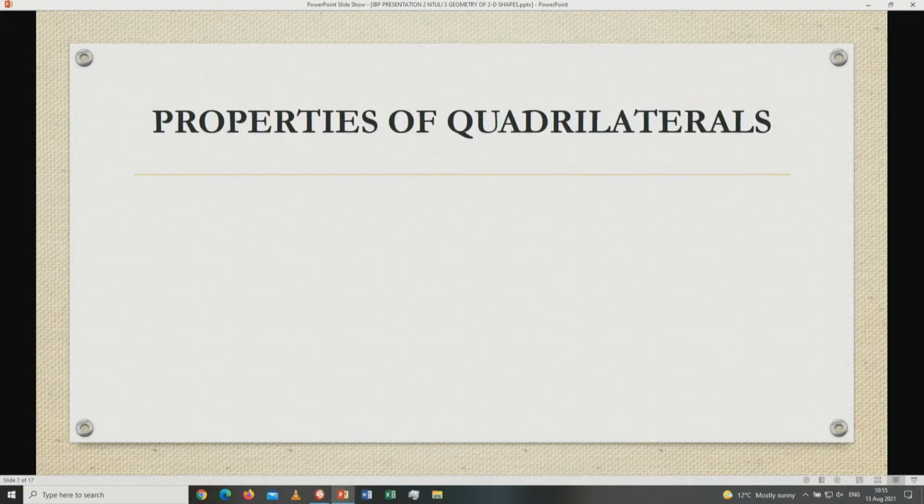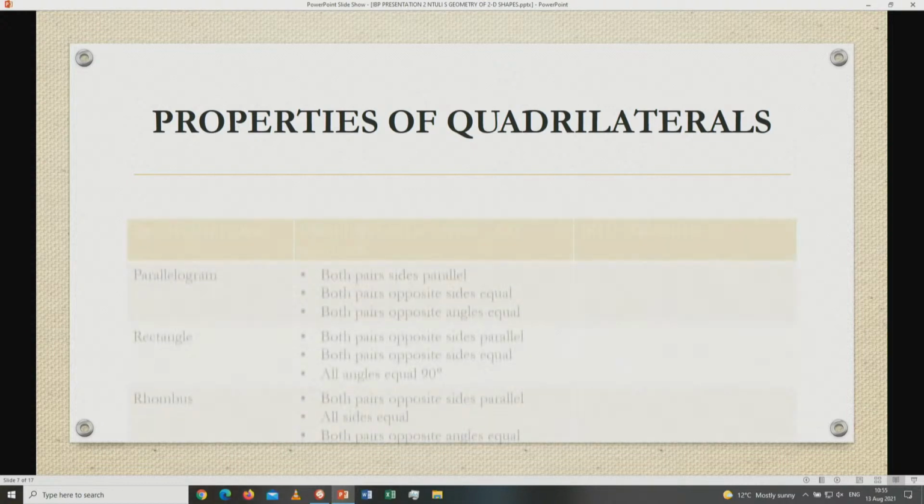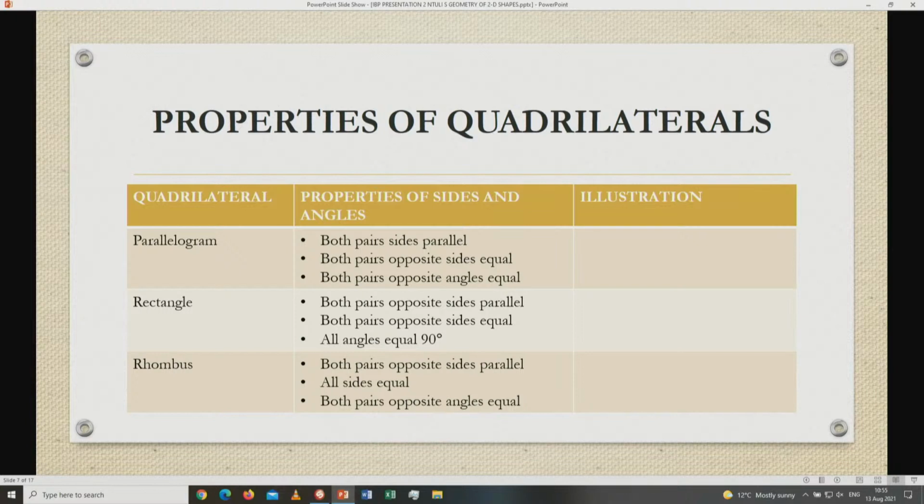Then let us talk about now the properties. We talk about what makes these quadrilaterals quadrilaterals. On my table here, it is divided into 3 parts. I decided not to put illustrations there because we're going to come across them in the exercises. So the first one is a parallelogram. What are the properties of a parallelogram?